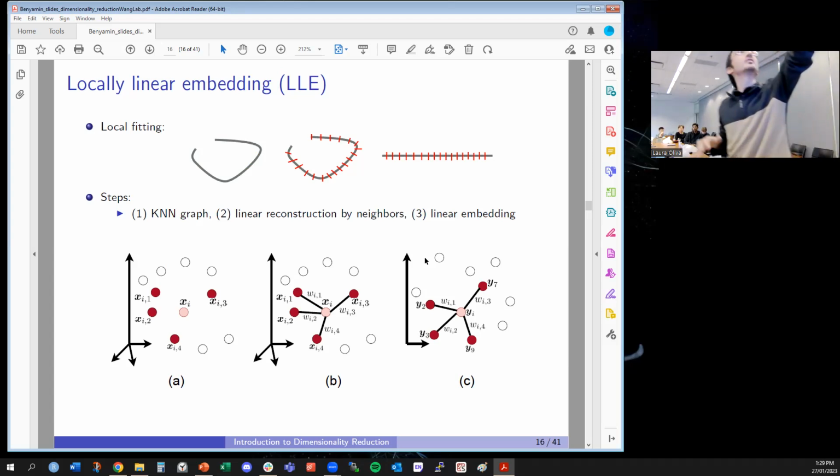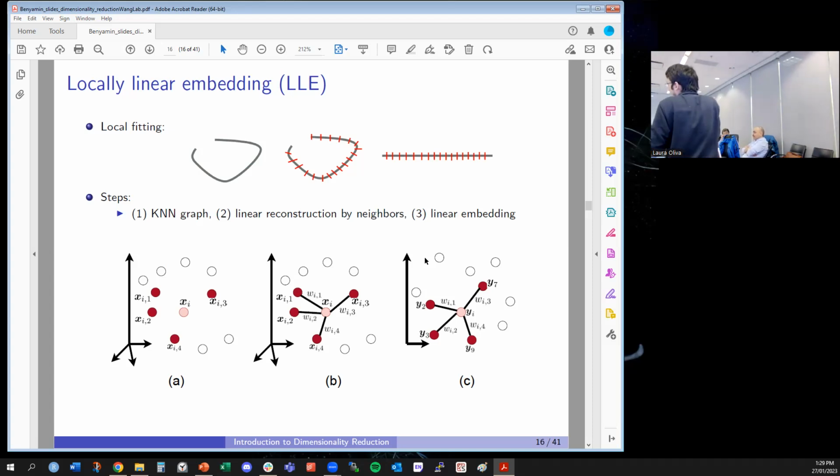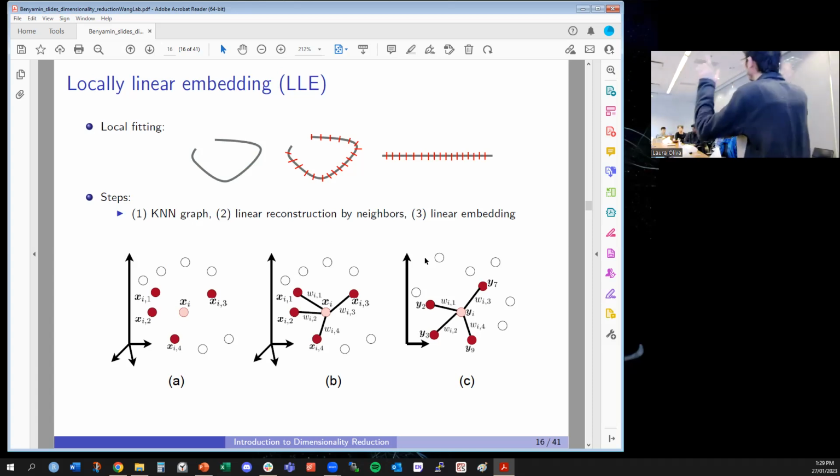So the steps are three things. You first construct the kernel graph, and then you have linear reconstruction by neighbors. I assume every point can be reconstructed by its neighbors with some weights, a linear combination, right? Calculate these weights in the high dimensional space, and then use the same weights in the lower dimensional space to construct the points again. So this is what locally linear embedding is doing. It was a breakthrough in dimensionality reduction.